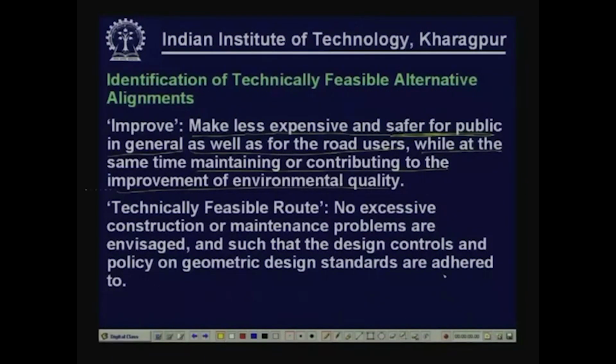With that, you know that we have to satisfy all the geometric design controls, whatever the curve radius, super elevation, grade, everything; all the design controls are to be satisfied. And these are to be satisfied without excessive construction or maintenance problems. If we can ensure that with any alignment, then we can call it a technically feasible route. That means we satisfy the design controls without excessive construction or maintenance problems.